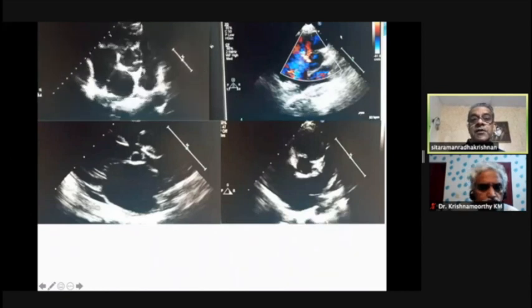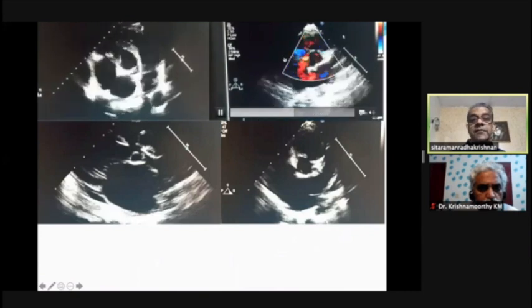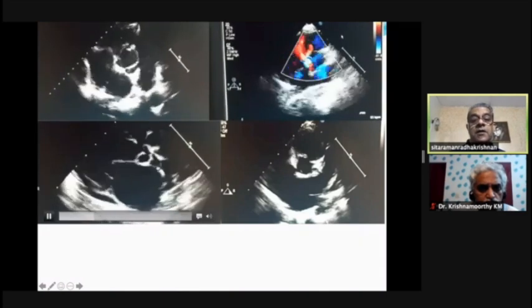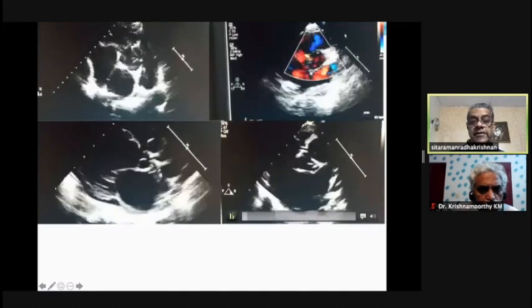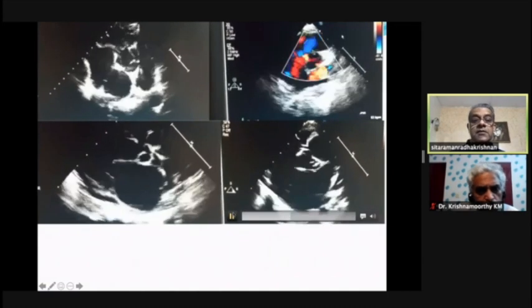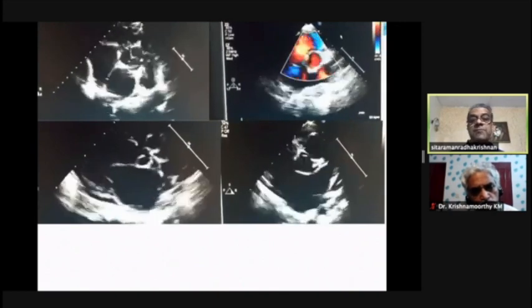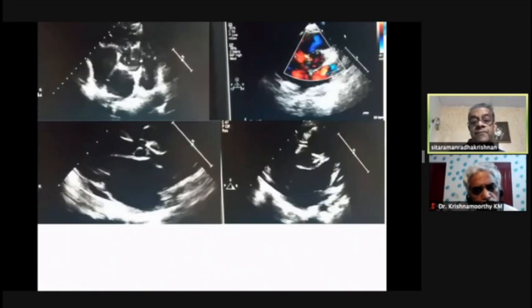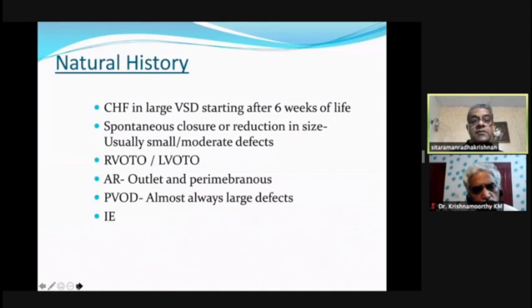So here you see a series of echo. The top left and right are perimembranous defects. The bottom one, the one on the left and the other one on the right, are what is known as doubly committed defects, or what we call subpulmonic defects. Those terminologies are not used anymore. So these are the ways.